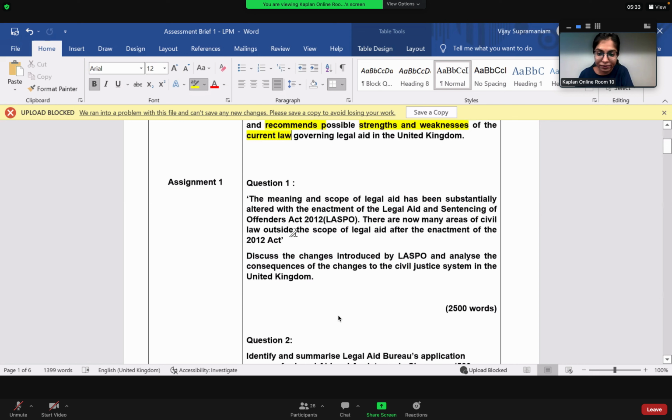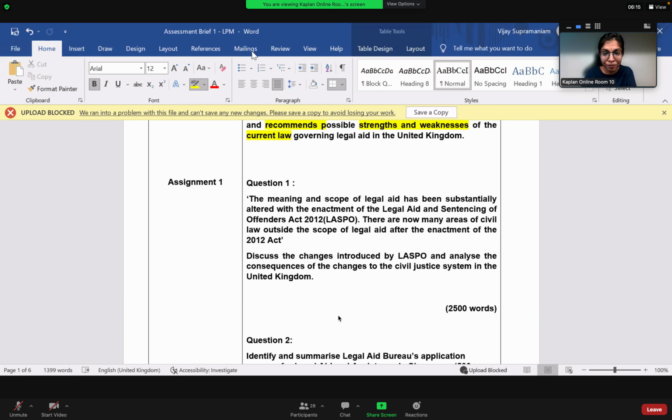Let's look at this question. It's a quote, and then you have a question. The quote says, the meaning and scope of legal aid has been altered with the enactment of this 2012 Act. There are now many areas of civil law outside the scope of legal aid. Basically, the quotation criticizes the 2012 legislation by saying that there are many litigants who are unable to claim for legal aid because of the reformed law. So this 2012 law is the present law.